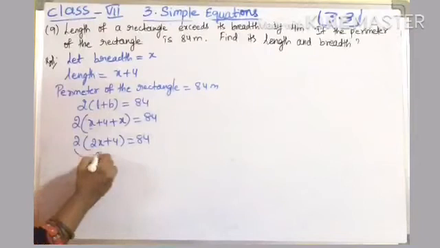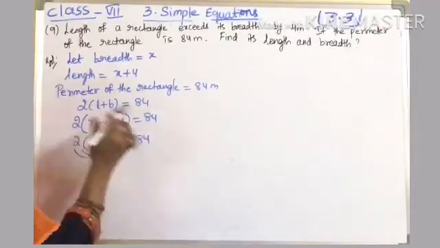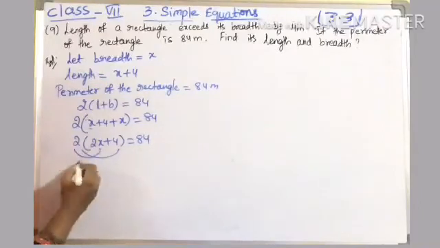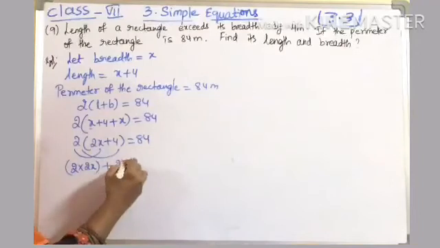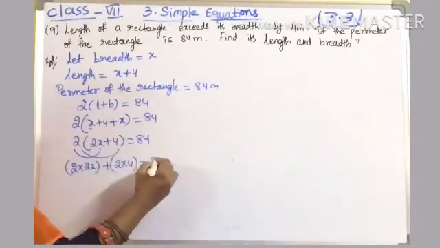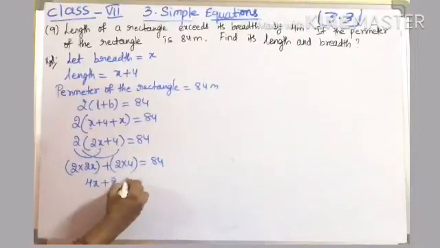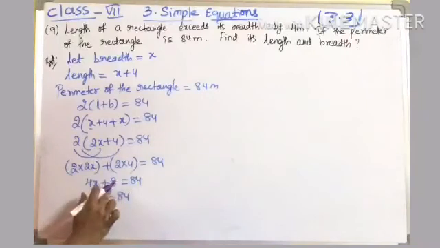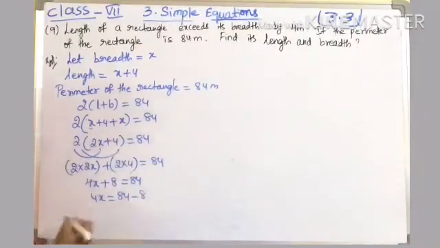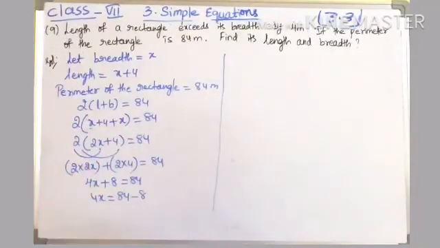Now you can take the distributive property, or you can write 2x plus 4 equal to 84 by 2. Anyway, you can write. So 2 into 2x plus 2 into 4 equal to 84. 2 into 2x is 4x. 2 fours are 8. So 4x plus 8 equal to 84. Take this plus 8 to the other side, it will become minus 8. How much are you going to get? 84 minus 8 gives you 72, right?